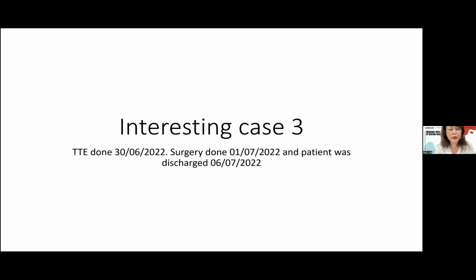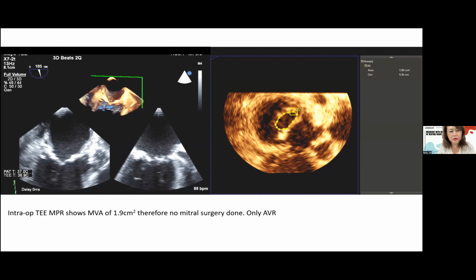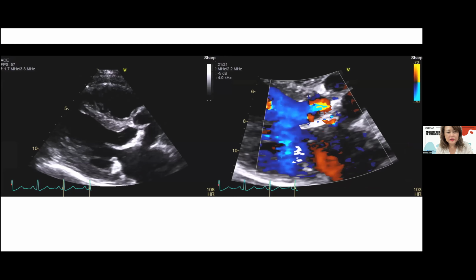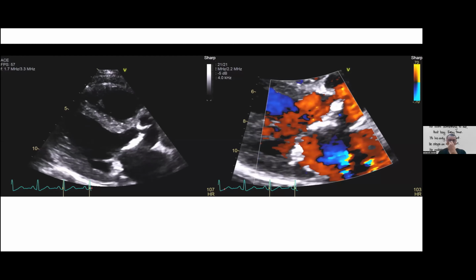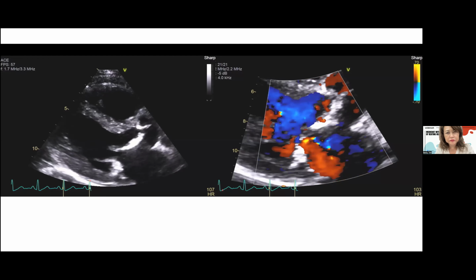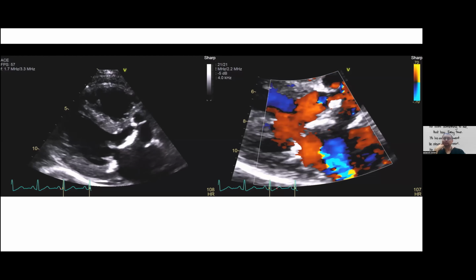Okay, before we go, can we go back to the second case? I have a few questions I want to ask. Now, you have so much calcification, right? Would that make the surgery even more difficult? Correct. So the surgery is difficult.